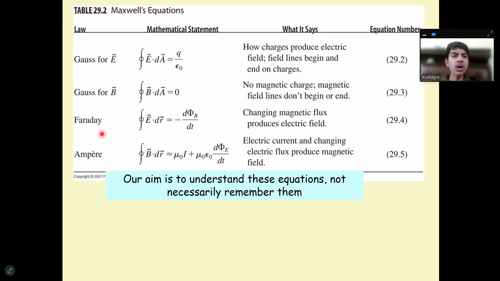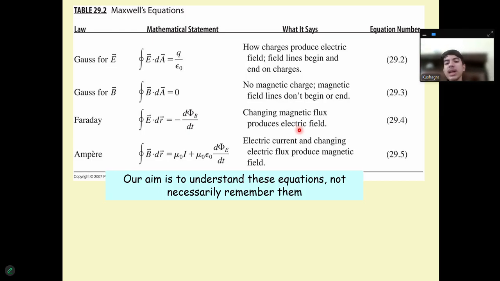Then we have Faraday's law, which is given to us as the integral of E vector times dr equals minus d phi B by dt. It tells us how the changing magnetic flux produces an electric field.